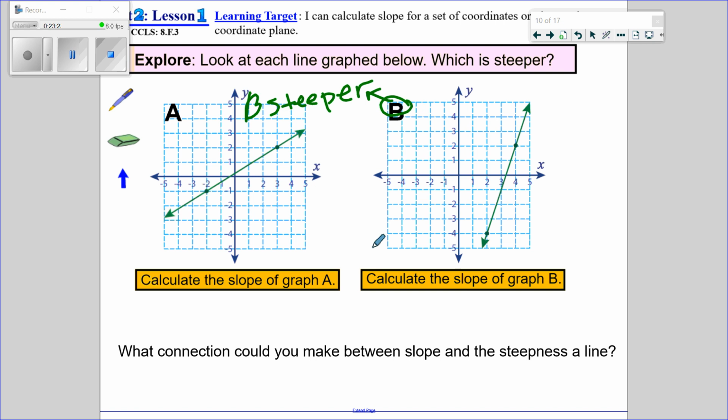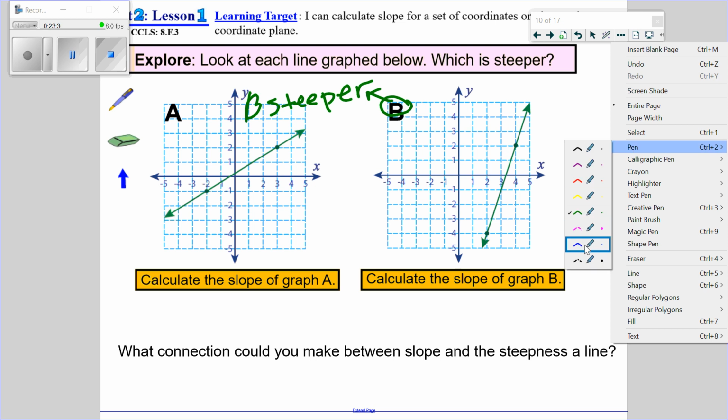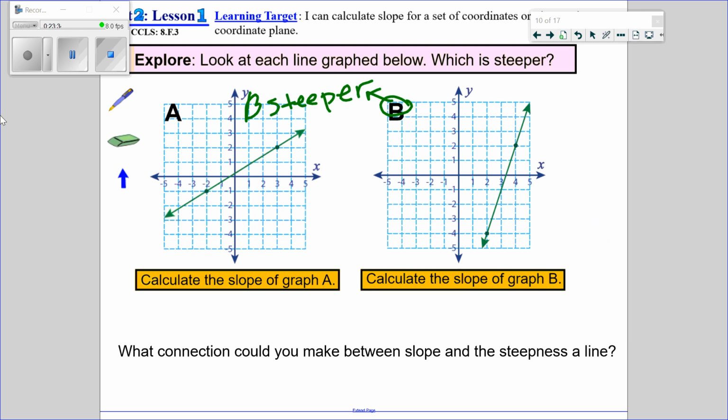It says calculate the slope of graph A. So I'm going to change the color because the lines are green. I'm going to go with another color. Here we go. I'm going to use the formula, m equals rise over run. So let me see. We're going to go up and over. See how much we went up. 1, 2, 3. I went up 3. 1, 2, 3, 4, 5. And I went 5 to the right.